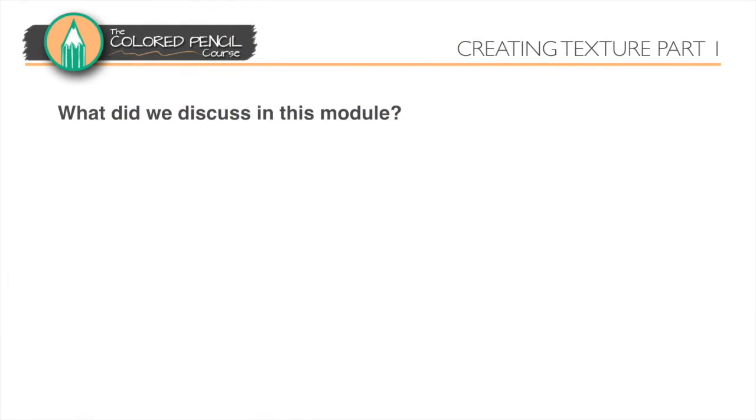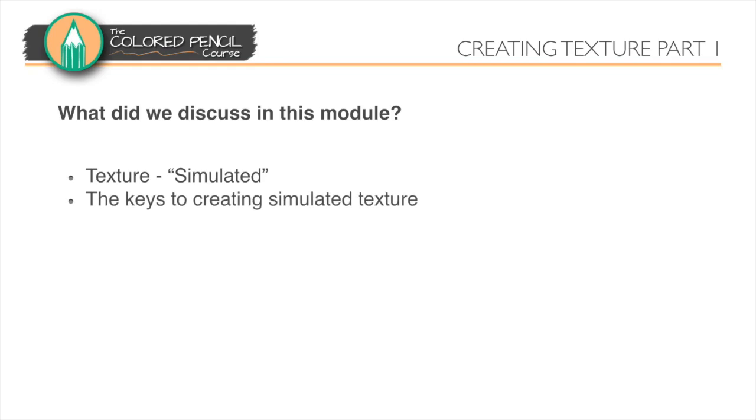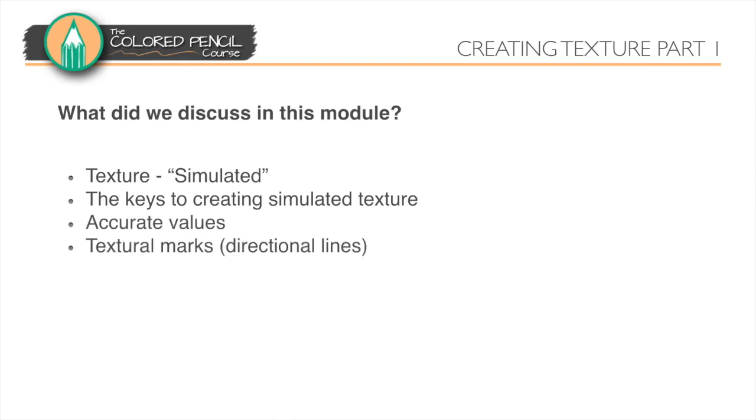So what did we discuss in this module? Well, we discussed texture, specifically simulated texture, which is meant to accurately depict the texture on the observed object. We discussed the keys to creating simulated texture, which includes creating accurate values, as well as textural marks or directional lines. In the next module in the series, we'll finish up the drawing.